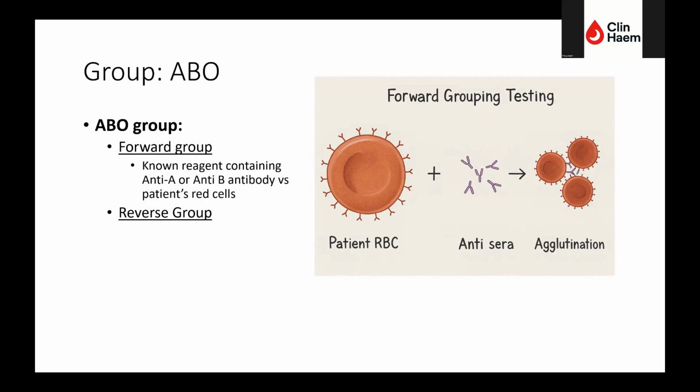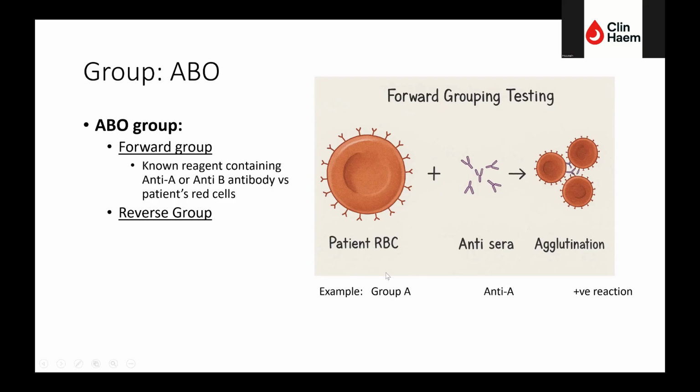In forward group, we take a reagent that we know contains anti-A antibody or anti-B antibody, and we react that to the patient's cells. For example, if a patient is group A, they will have group A antigens. So when we add anti-A to that patient's blood sample, it will agglutinate and cause a reaction, and we will know the patient has group A.